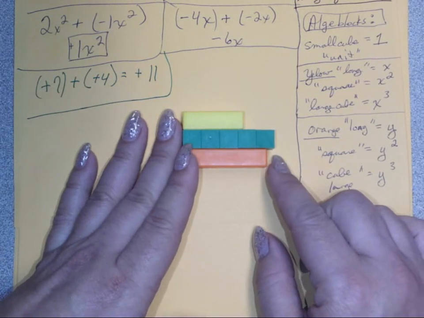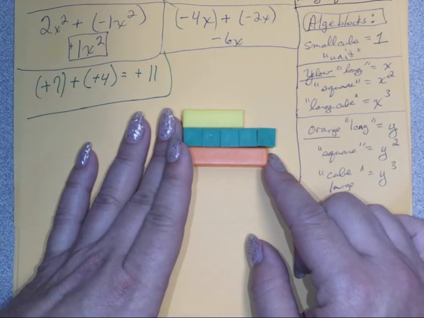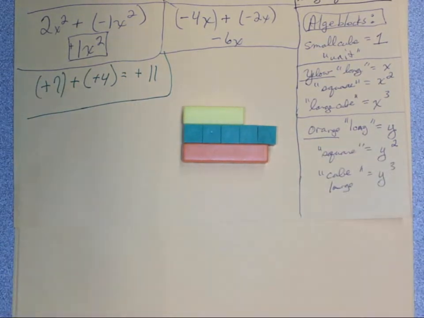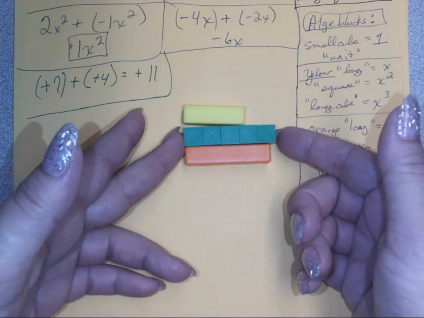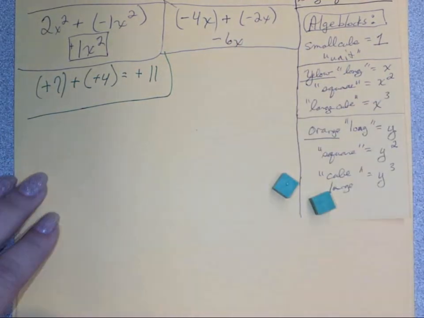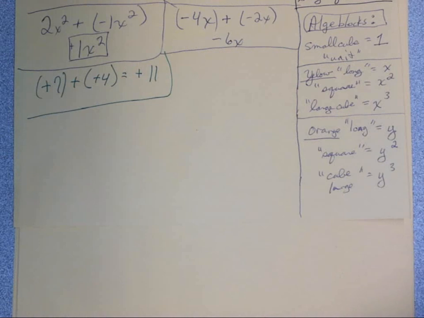So I know that this orange, for instance, is a little longer than 4, maybe about 4.5, but we don't know because there's no block for that. So he's an unknown, we call him Y. Okay, so that's what's going on with those.